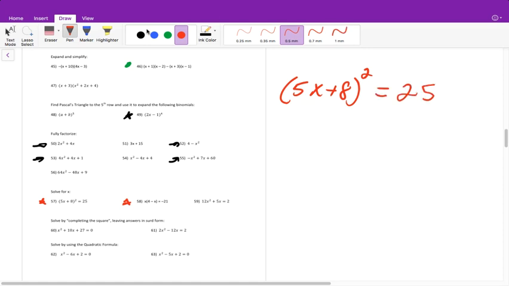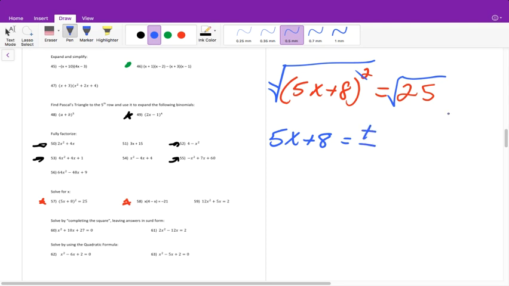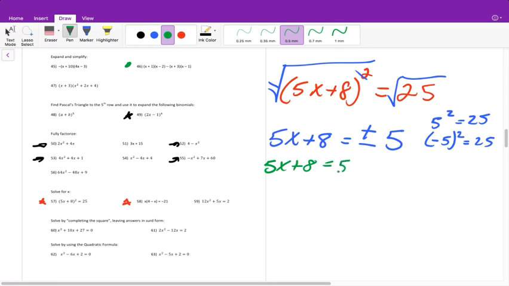Well, anytime we have something squared, we can just take the square root of it. So if we take the square root of each side, this will undo the square. So we're left with 5x plus 8. And remember, when something squared is equal to a number, it generates a positive and a negative because 5 squared is equal to 25 and negative 5 squared is equal to 25. So this generates a plus and minus 5. So then we have to solve two different answers. 5x plus 8 is equal to a positive 5 or 5x plus 8 is equal to a negative 5.